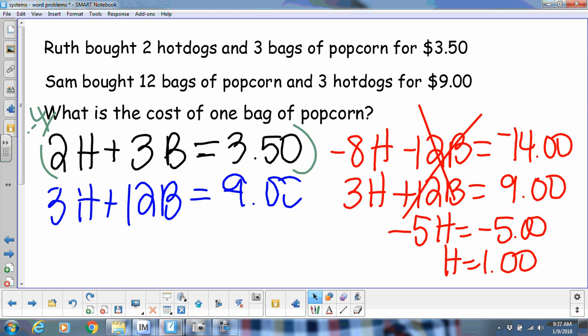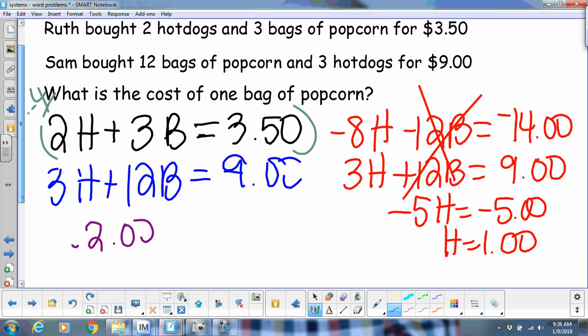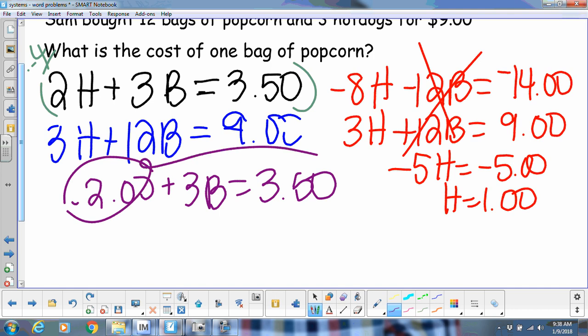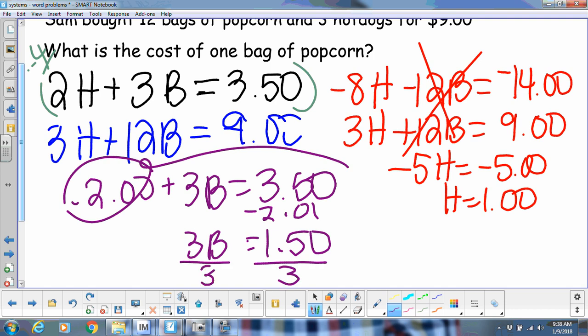All right, so that's a hot dog, right? It asks for the bag of popcorn. So I'm going to say right here, okay, 2. I'm actually just going to go ahead and plug that in, y'all, because I can do that in my head. What's 2 times $1? Okay, so $2, right? Plus 3 bags of popcorn equal $3.50. So subtract your $2. What's $3.50 minus $2? So 3 bags of popcorn were $1.50, right? Let's use some mental math that we know. What is 15 divided by 3? 5. So $1.50 divided by 3 would be 50 cents.